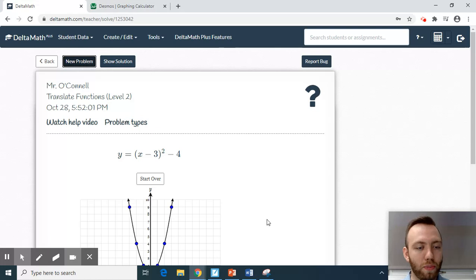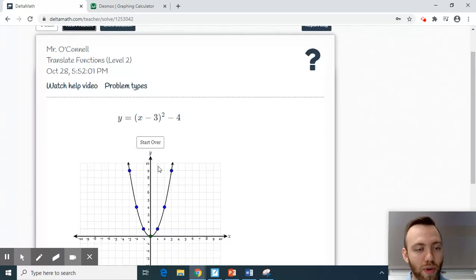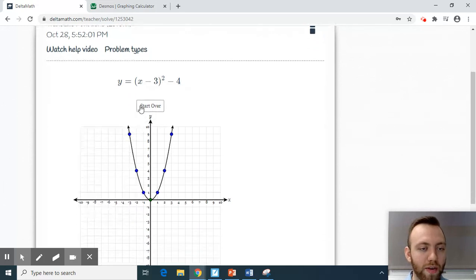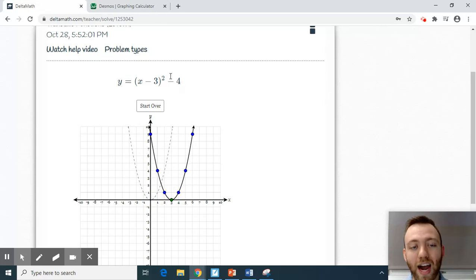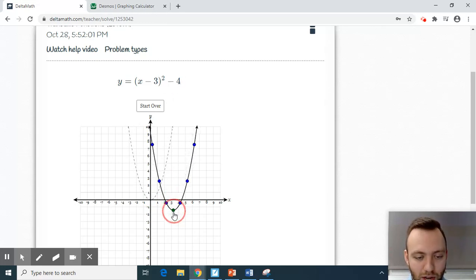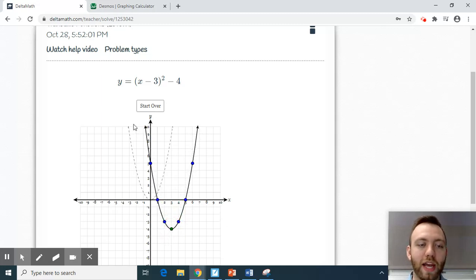Let's go through one more. So here's another quadratic, the ones that we like to see, the ones that we're a little comfortable with. Again, we're with the x in parentheses, so that means we're moving left and right, and we're subtracting 3, so we're going to move to the right 3. But then outside of the parentheses, we have minus 4, and that's up and down. So now we're going to go down 4. And again, we can see the ghosts in our new one.